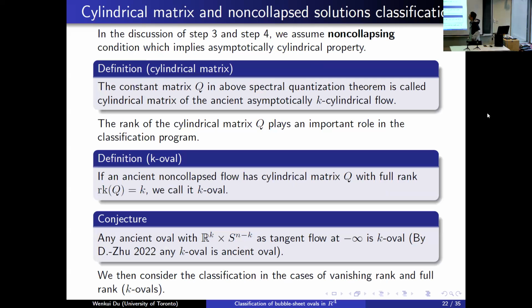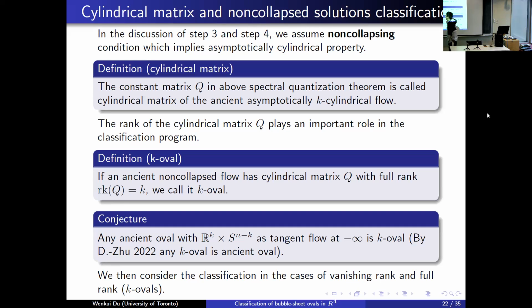But for simplicity, as I said, the classification has 4 steps, and in the later 2 steps from now, we will add this non-collapsing condition to study the classification problem. For instance, in the R^4 case, the matrix Q has only rank 0, rank 1, or rank 2. So we can split the classification into 3 cases. The most tricky part is actually the intermediate rank. But let me discuss the full rank case.